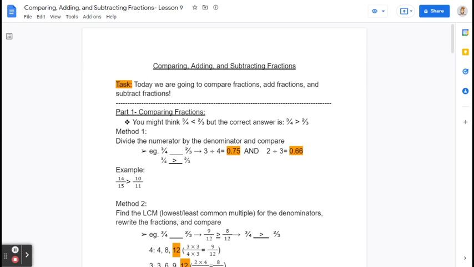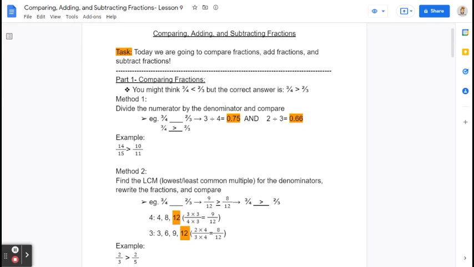In the last lesson we talked about the basics of fractions and just getting to know what fractions are, when we use them, and stuff like that. Today we're going to compare, add, and subtract fractions, and stay tuned for the next video after this where we will be multiplying and dividing fractions. So part 1, comparing fractions.